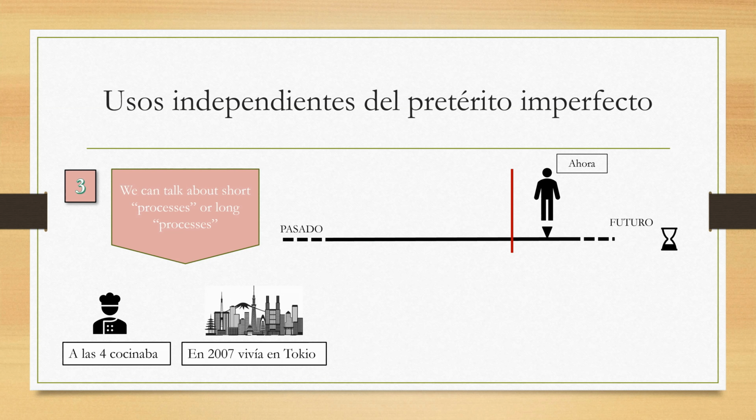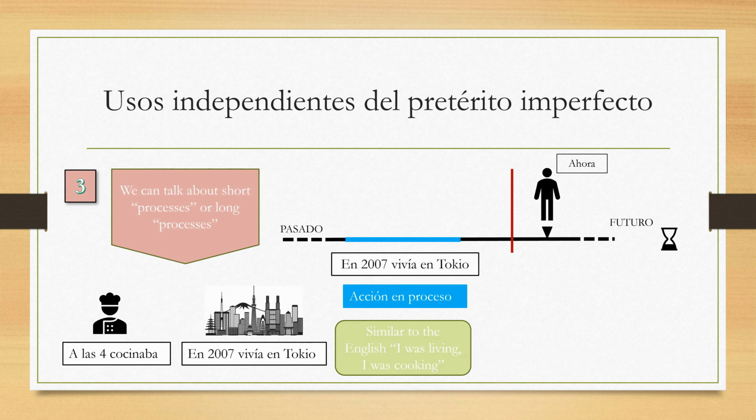What am I doing here? En 2007 vivía en Tokio. I'm talking about it as an action that was still in the process. It's similar to the English I was living or I was cooking. So in the first sentence, a las 4 cocinaba, I could say this in English as at 4 I was cooking. While the second sentence would be in 2007, I was living in Tokyo.